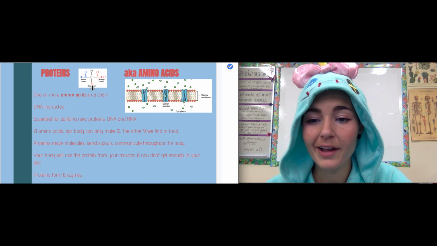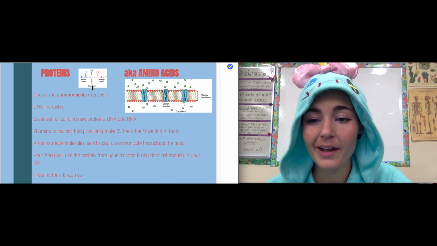So there's 21 amino acids, like I said. Our bodies can only make 12 of them. The other 9 amino acids we have to find in what we eat. So that's where having healthy diet choices is really important, because we've got to make sure that our body has all of the building blocks it needs to make the different types of proteins.